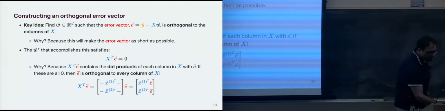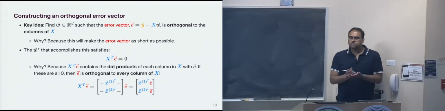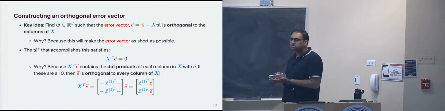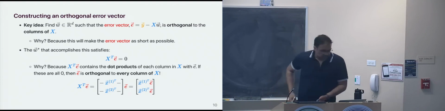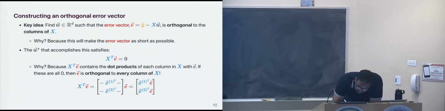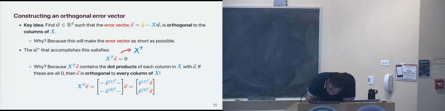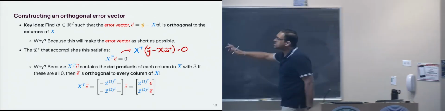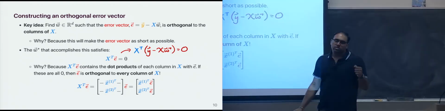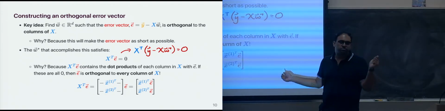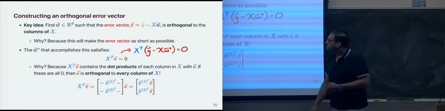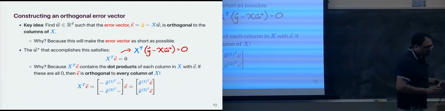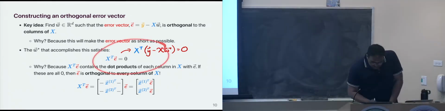Where is the w in this equation? Any ideas? Yeah, the error vector involves a w, right? This is really just x transpose times y minus xw star equals 0. I'm writing a star here because this is a condition that the best w vector will satisfy. Other w vectors will not satisfy this. Okay? And so this is the goal. It's to find the w vector that satisfies this.